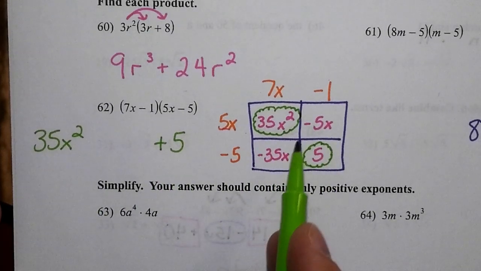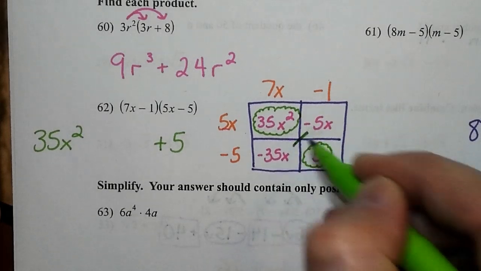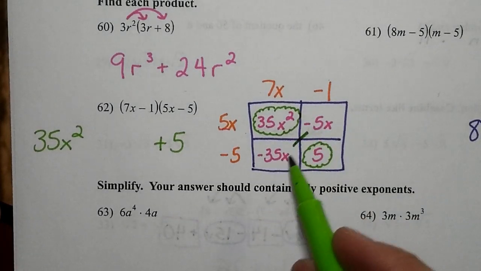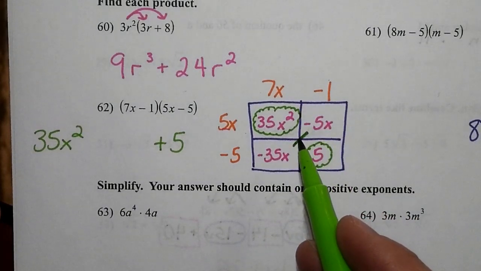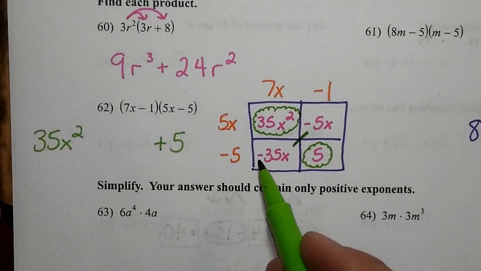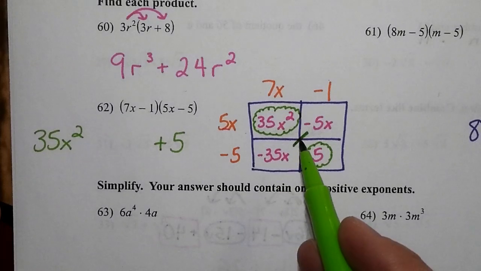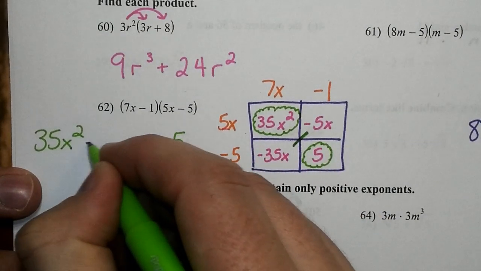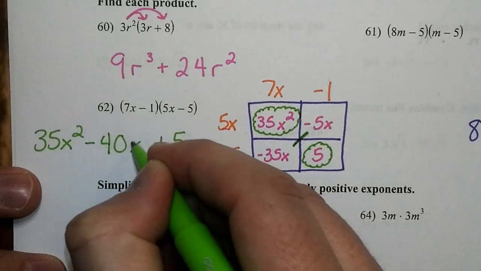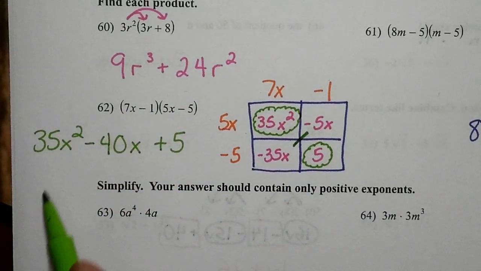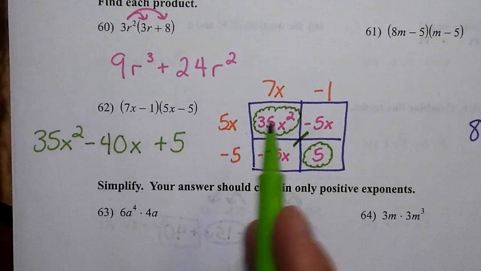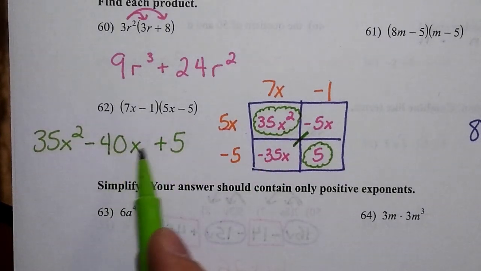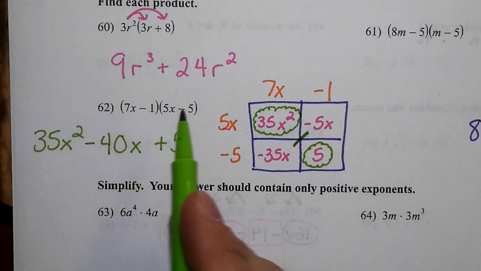These are the only two that actually combine, because they both have an x. So what I like to tell people is when I put that line there, imagine that's like a plus sign. So negative 35 plus negative 5 gives us negative 40, and then it has the x. And that's how you get the final answer right there. So 35x squared minus 40x plus 5 is when you multiply those two.